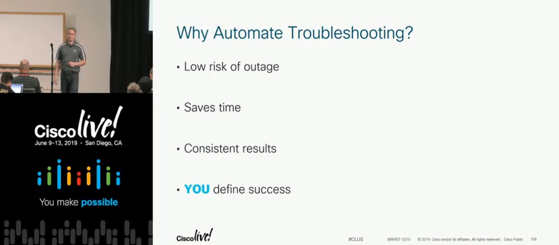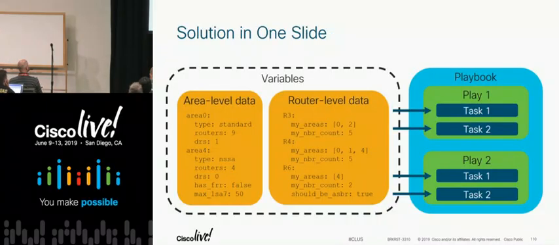You define what success looks like. If you want the test to be very strict and fail every time a router sneezes, you can do that. If you want it to only fail when there are major issues, you can do that too. So I'm going to talk a little bit about how this works coming up.